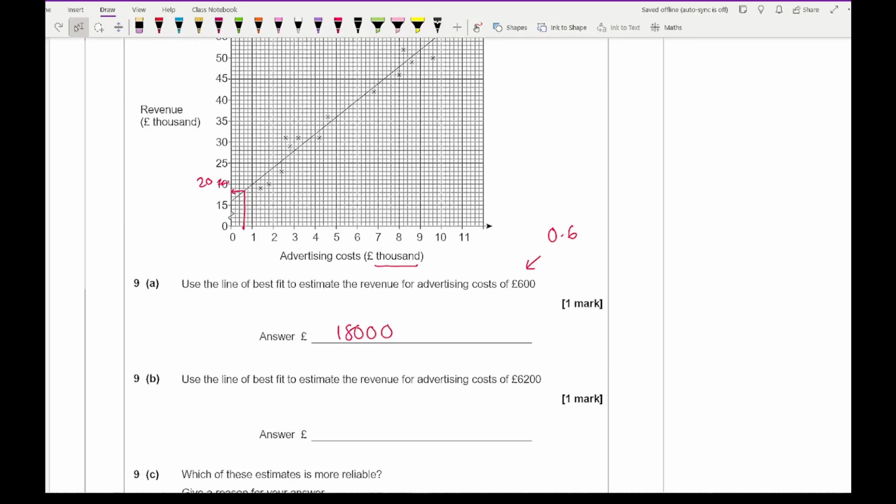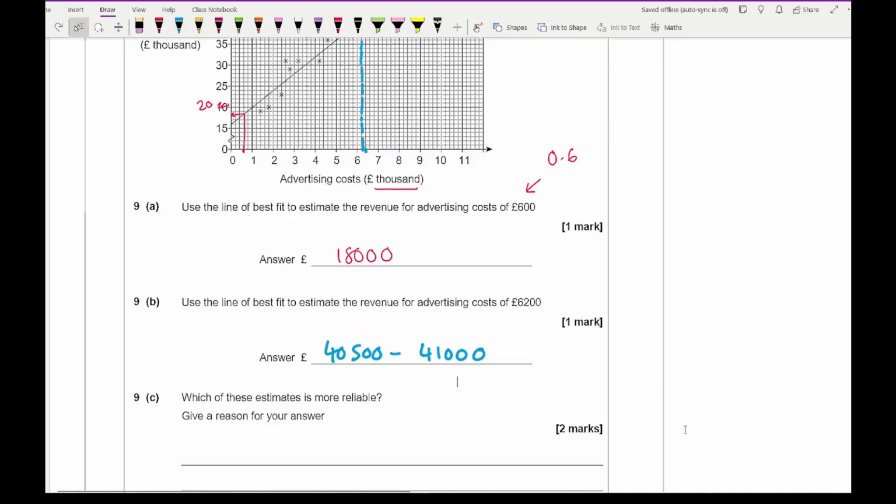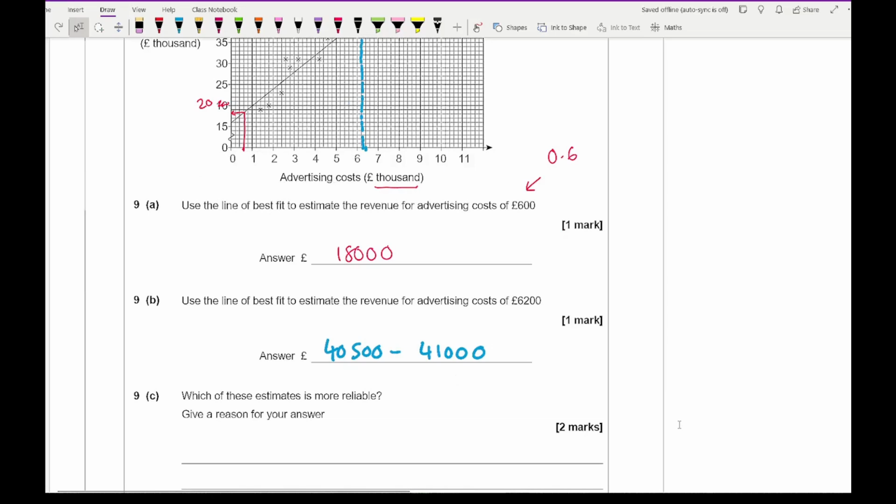It then says use the line of best fit to estimate the revenue for advertising costs of 6,200. Now 6,200 is here on the horizontal axis. So then if I draw, actually it's going up in 2, so that's going to be 1 square. So it's going to be this point here. So it's just 1 square off from 6,000. And I make that out to be roughly just above 40,000. So I would say 40,500 to 41,000. So any answer between there would be fine. Do not give a bracket, just be a bit more confident in giving one value.